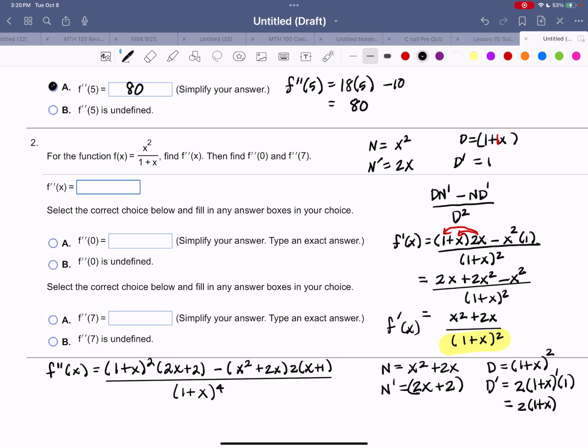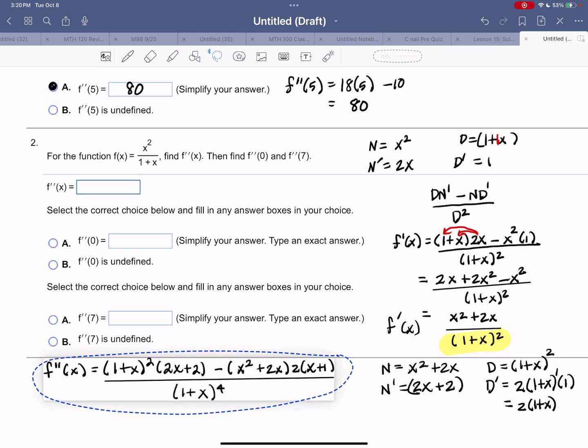Now, they want me to evaluate this at 0. I could plug in my 0 right there, okay? But I think it's going to be a little bit better if you go ahead and do some simplification. So let's take this a little at a time and simplify this guy.